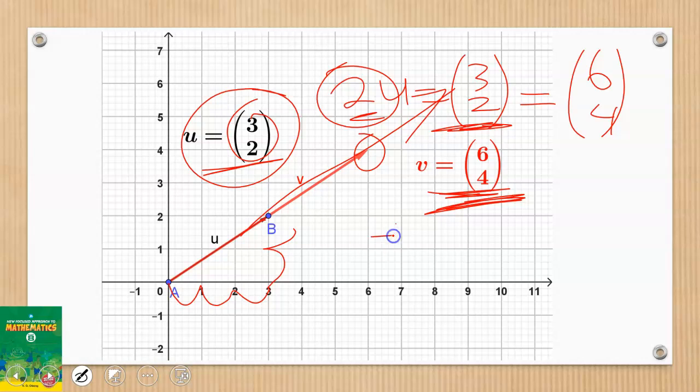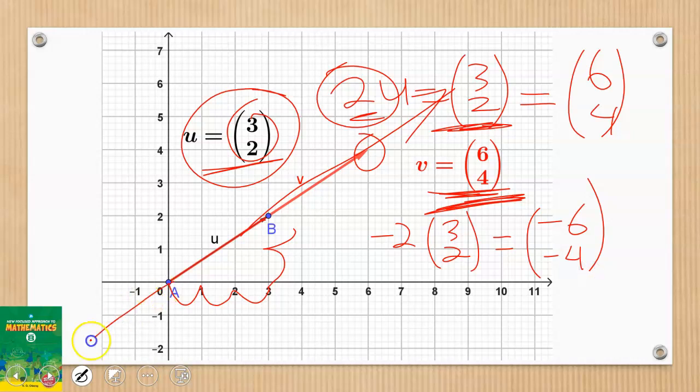If I had used negative 2 to multiply the vector u, which would have resulted in (-6, -4), you see that the extension of this vector will go in the opposite direction. So anytime a scalar is positive, the increment goes in the same direction as the original vector, and if it is negative, it goes in the opposite direction of the vector. I hope that is clear.